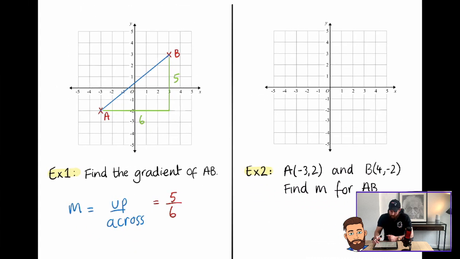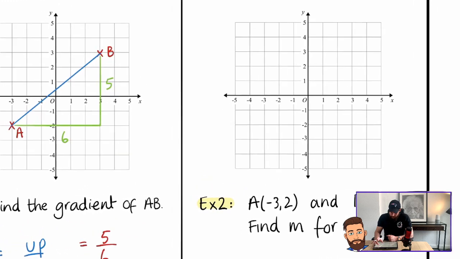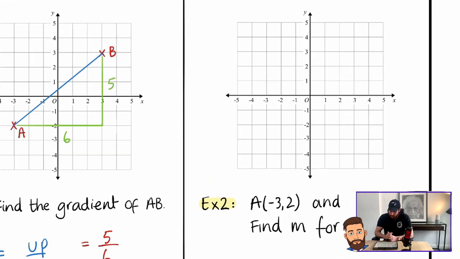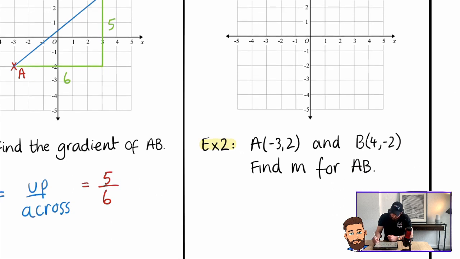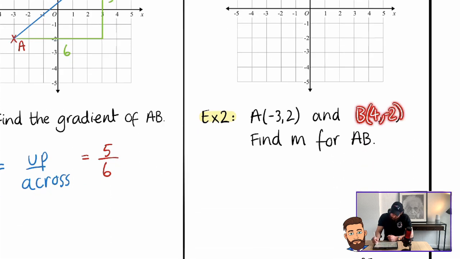Here, example 2, we've been given a coordinate grid, and the question says A is the coordinate minus 3, 2. So that is just notation to say the point A has a coordinate of minus 3 on the X and 2 on the Y. And point B has a coordinate 4 on the X and minus 2 on the Y. And it says find M for AB.